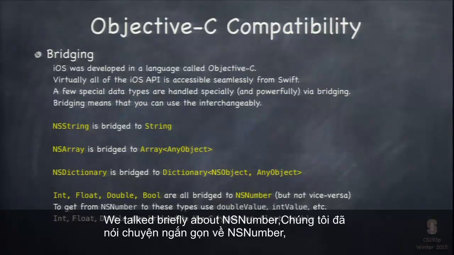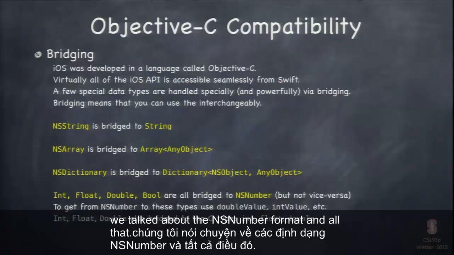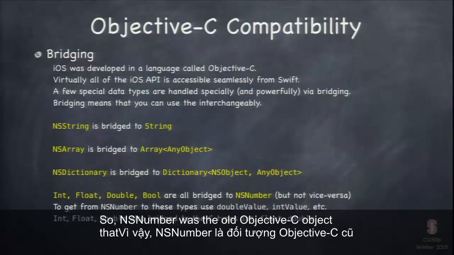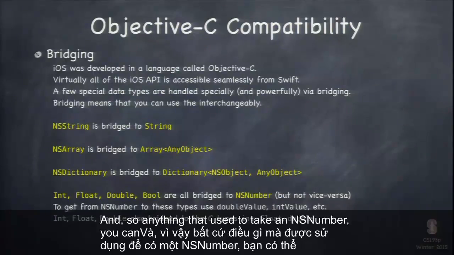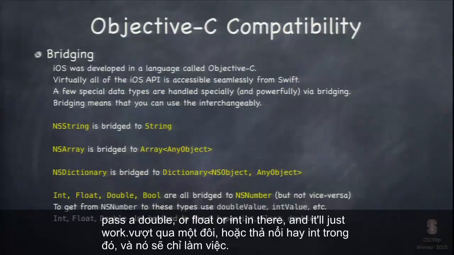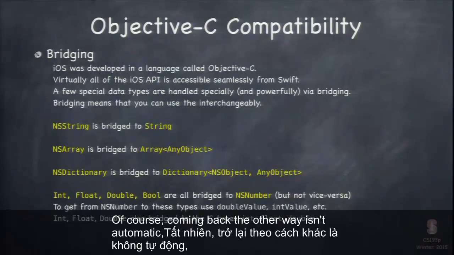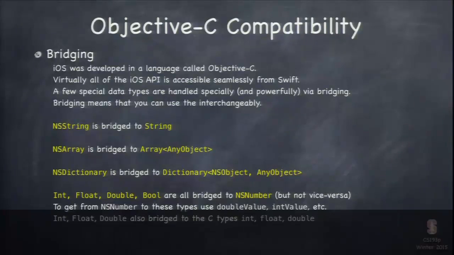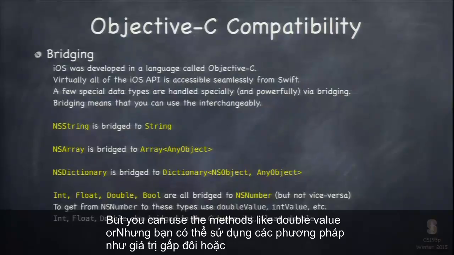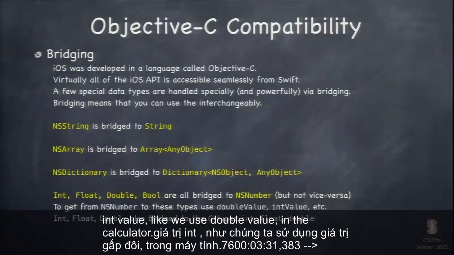We talked briefly about NSNumber. We talked about the NSNumberFormatter and all that. So NSNumber was the old Objective-C object that just meant any kind of numeric value. And so anything that used to take an NSNumber, you can pass a Double or Float or Int in there and it'll just work. Of course, coming back the other way isn't automatic because it doesn't really know necessarily what you want. But you can use the methods like doubleValue or intValue, like we use doubleValue in the calculator.